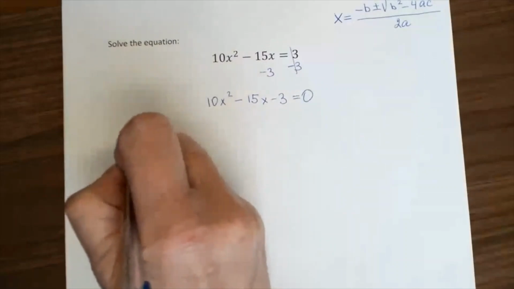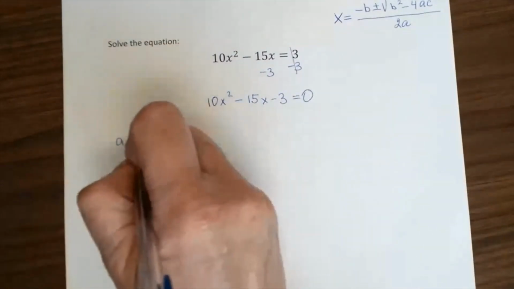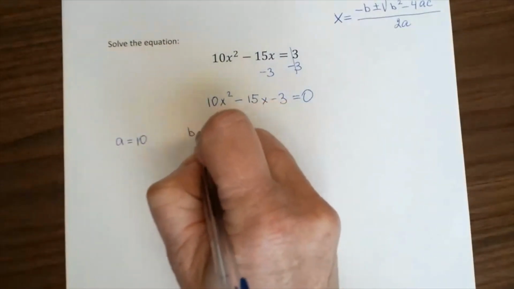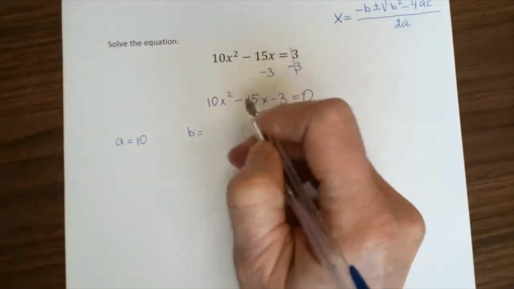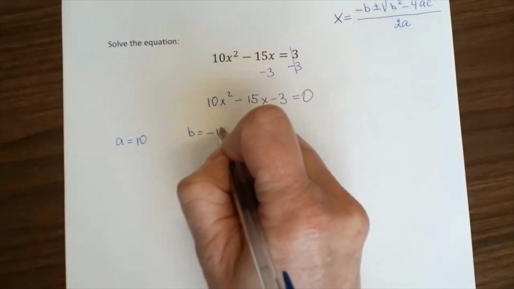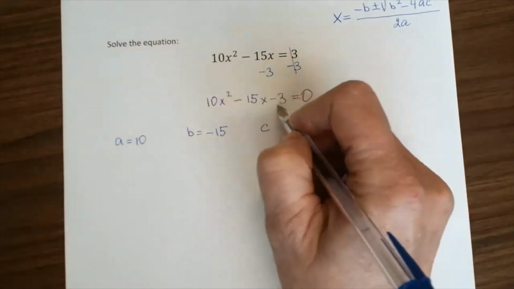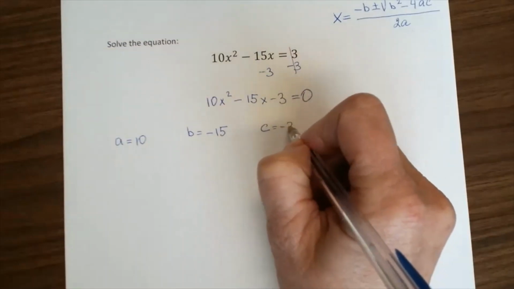Let's write the coefficients down. A is 10, b is the number in front of x, that is negative 15, and c is a constant, that is negative 3.